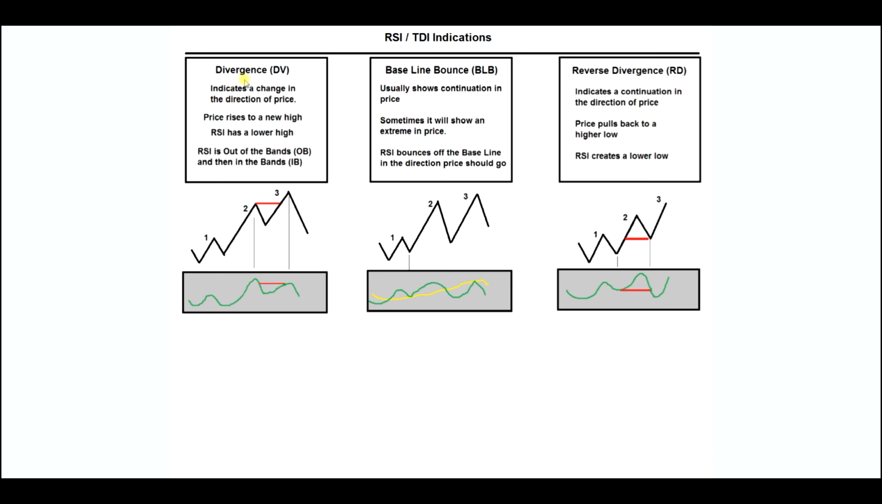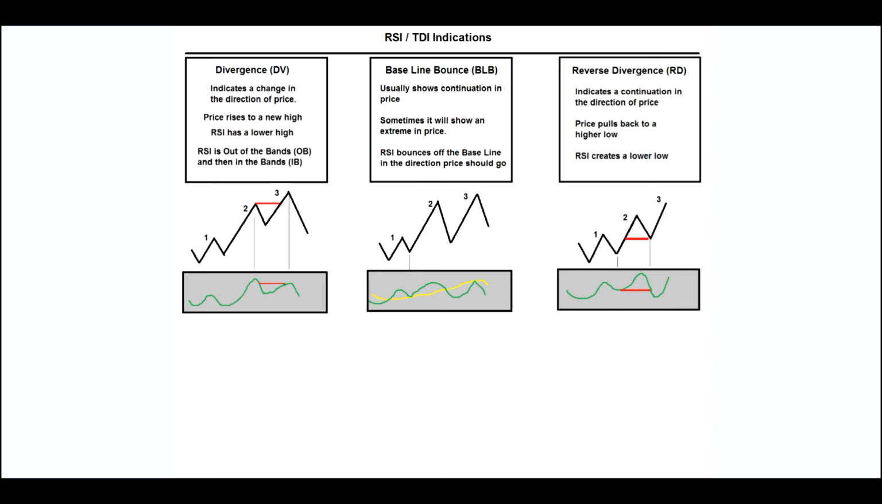So a divergence shows a reversal in the direction of price. A baseline bounce can show you a continuation in the price going up, or it can indicate a change in the direction of the price. A reverse divergence shows a continuation in the direction of price.